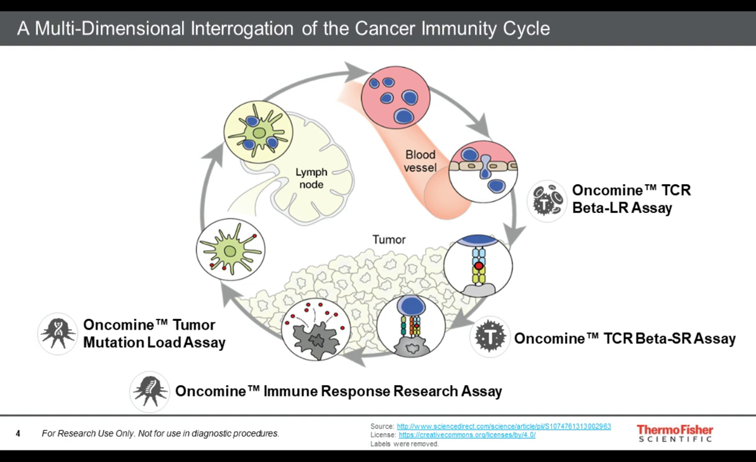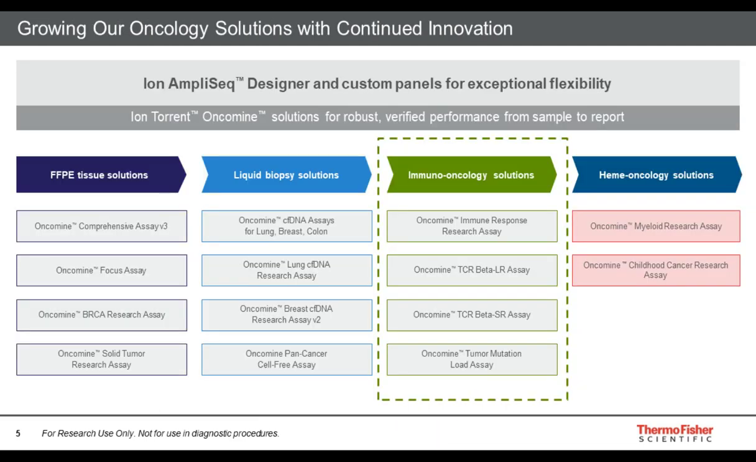Some of the products I will be speaking about today include the Oncomine T-cell receptor beta long-read assay, or LR assay, the TCR beta SR, or short-read assay, the immune response research assay, and the tumor mutation load assay. I'll go into more detail on those four solutions in the remainder of the presentation, but before doing so, I just wanted to show first how they fit within our broader and continually growing oncology portfolio.